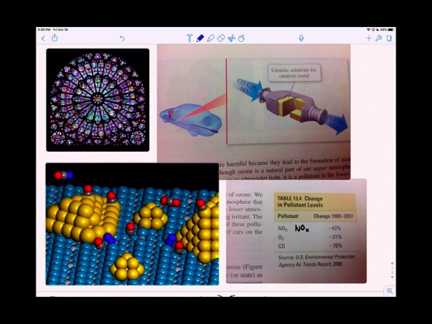So what is a catalytic converter? Well, gasoline engines burn fuel, and the output is carbon dioxide and water, but frequently you get incomplete combustion, which means you get carbon monoxide, some hydrocarbons, and also nitrogen oxides. What the catalytic converter does is it burns them.